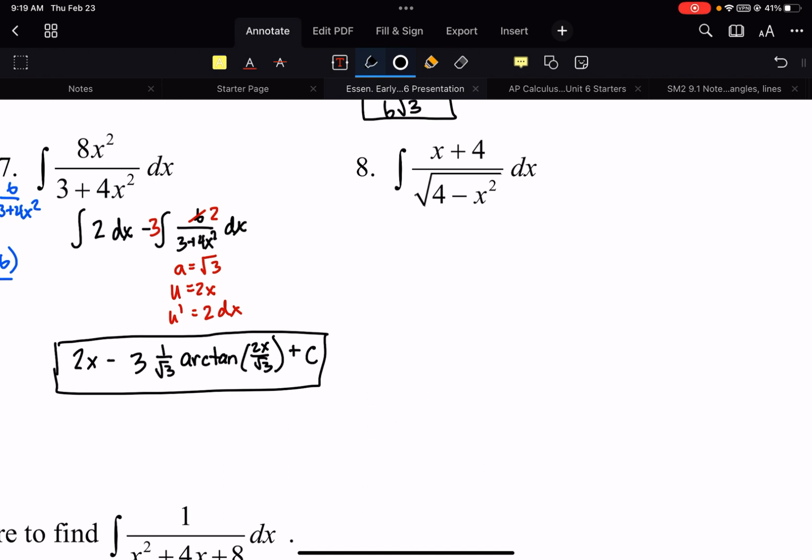All right, let's go ahead and do this very last one. So this last one, we've got 2 things that are being added together on the numerator. This is a pretty classic way to start the problem. If you have a numerator that's being added together, just go ahead and split it up. So we're going to make it x over the square root of 4 minus x squared dx, and then plus 4 over the square root of 4 minus x squared dx. And then we're going to treat both of those integrals as 2 separate things, and we're going to integrate them both separately.